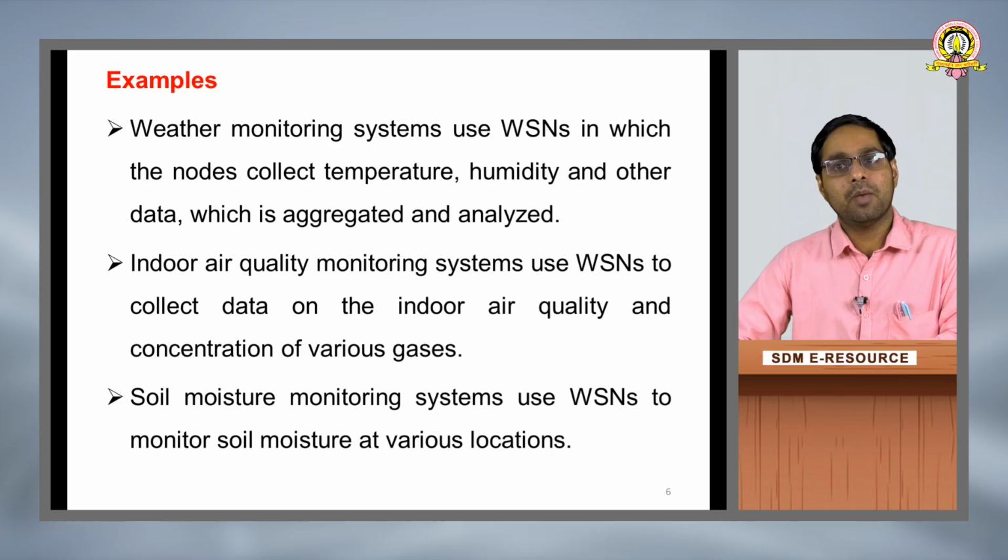Another example of a wireless sensor network is air quality monitoring. Lots of sensor nodes are deployed for collecting data on indoor air quality and the concentration of various gases. In soil moisture monitoring systems we also use wireless sensor networks, where moisture sensors are used for monitoring the moisture level present in the soil, and these nodes are deployed at various locations. These are the three examples of wireless sensor networks.